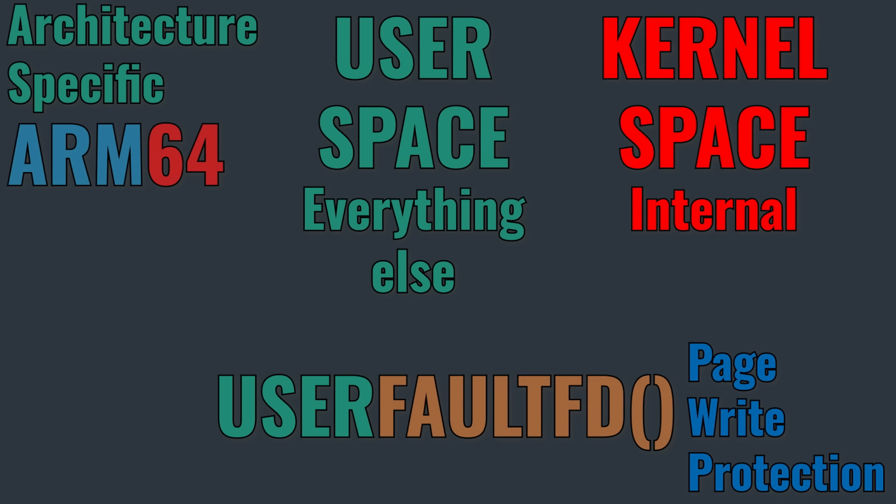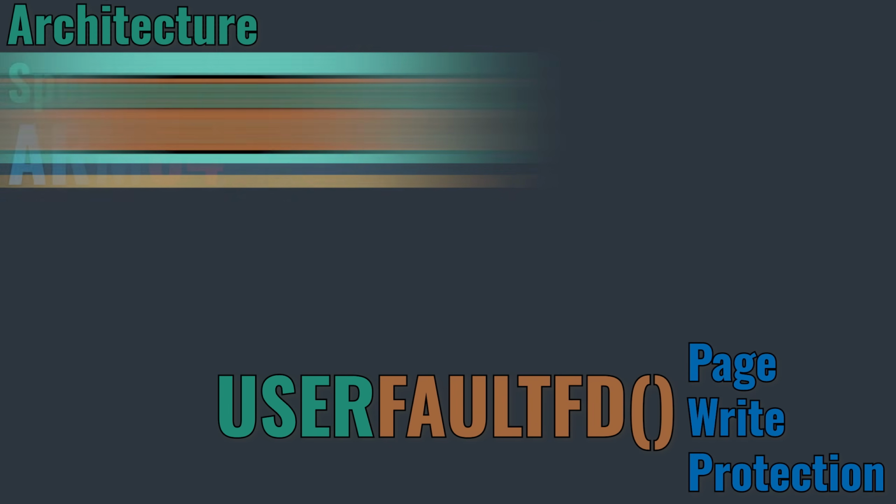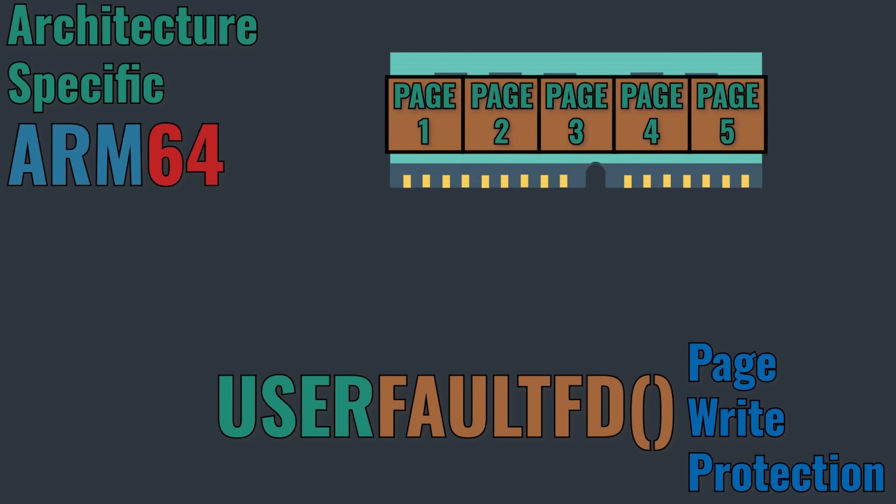Now, what does page write protection mean? Pages are part of memory. So when your program needs memory, the kernel will give it pages. Pages are just a small block of memory that your program can use, and write protection, of course, means that you can ensure that nobody will write that memory. Now, user fault FD is really interesting because it's way faster than other tools that you would normally use to do write protection. So good, ARM64 now has it.